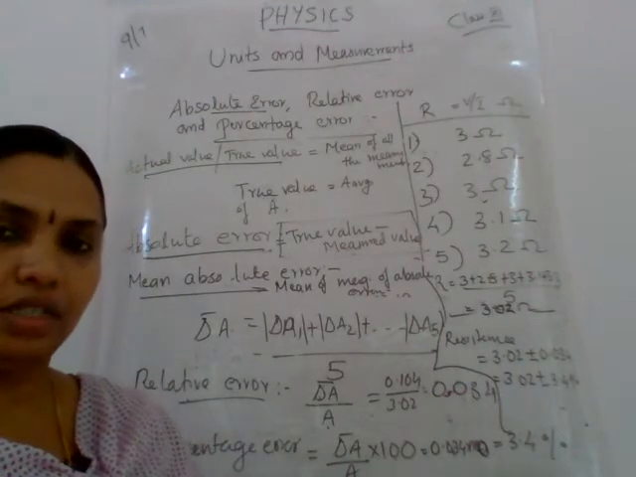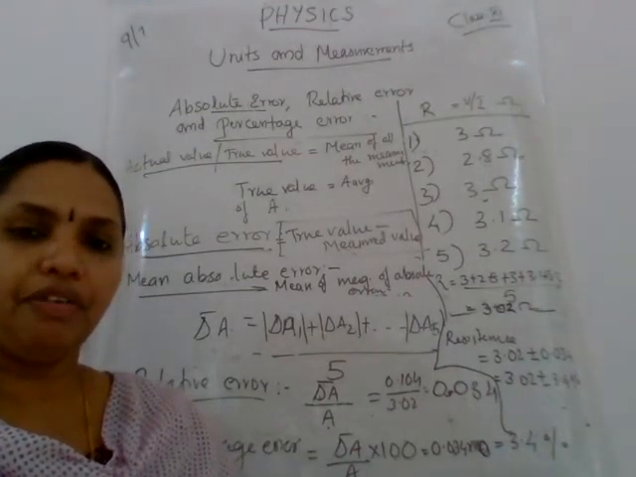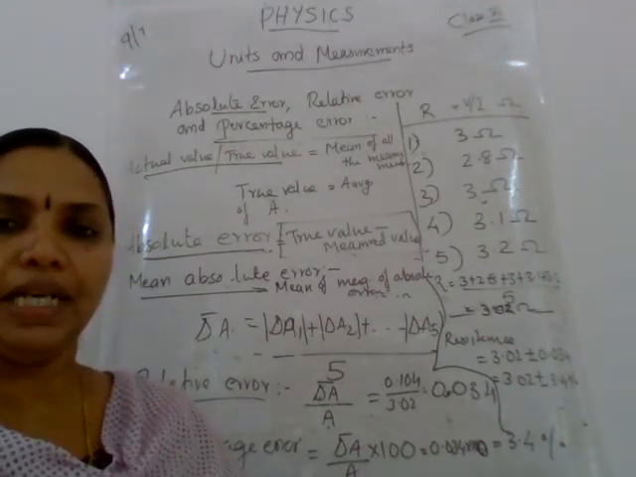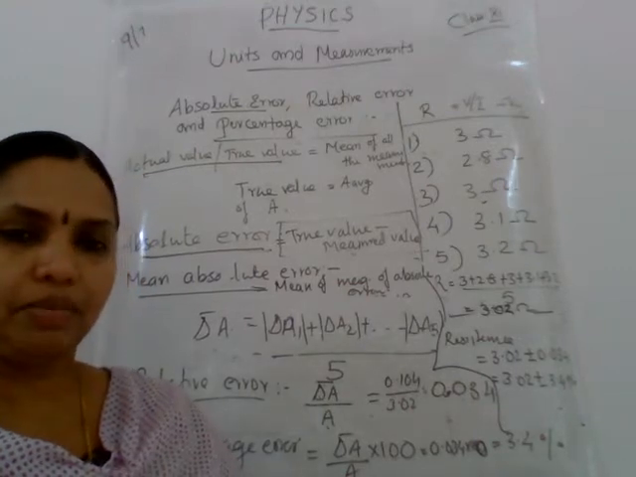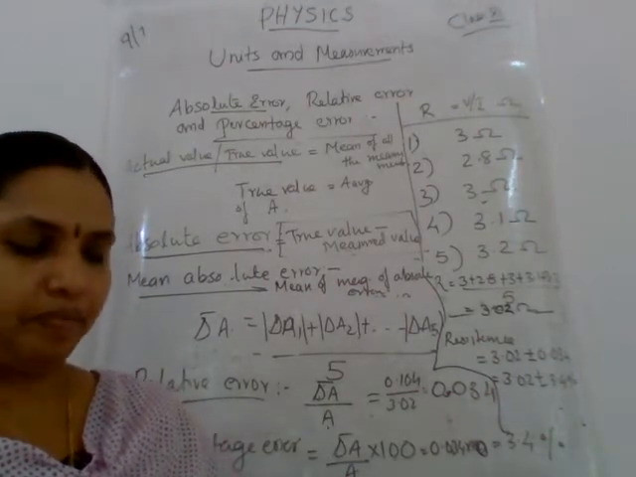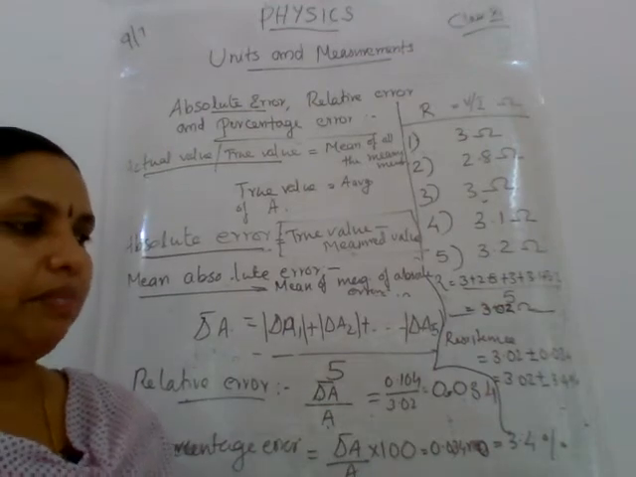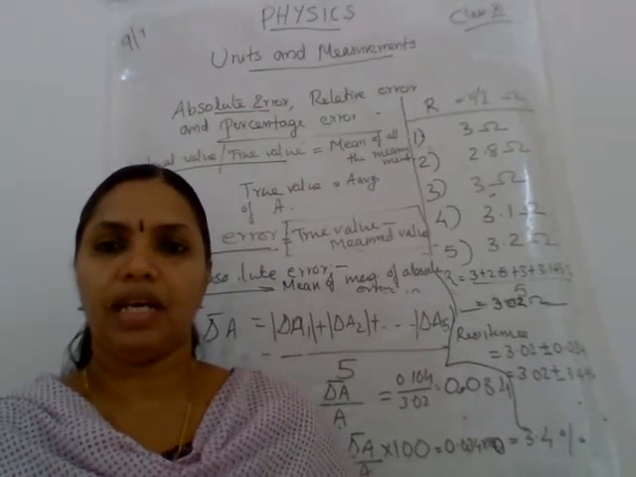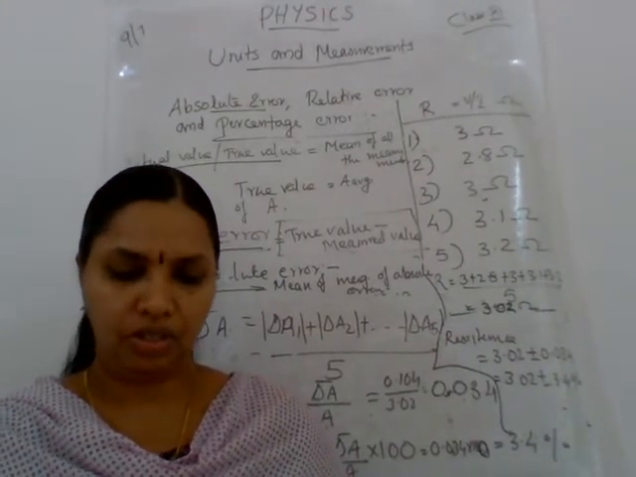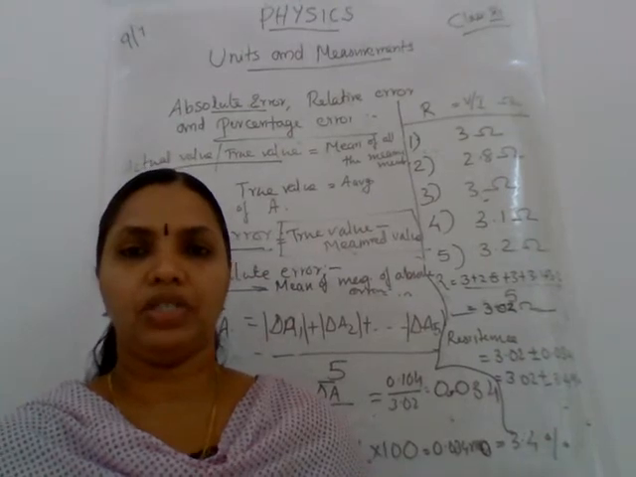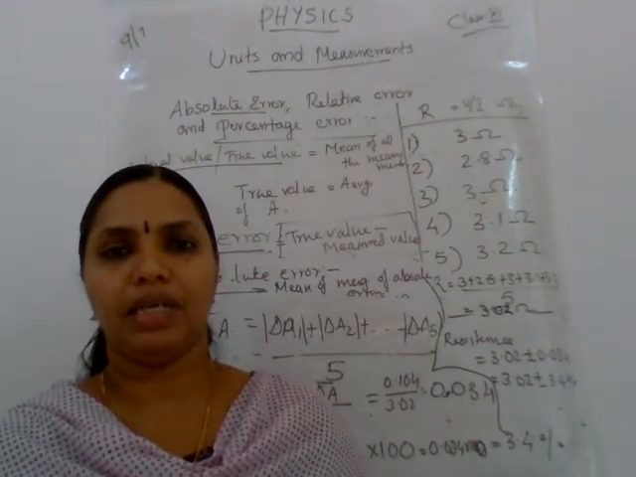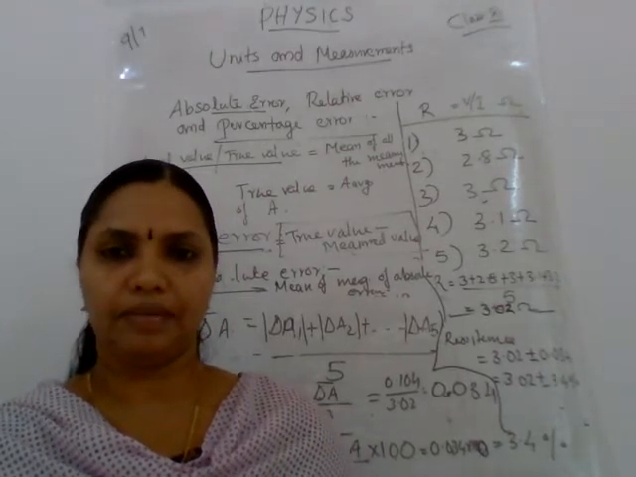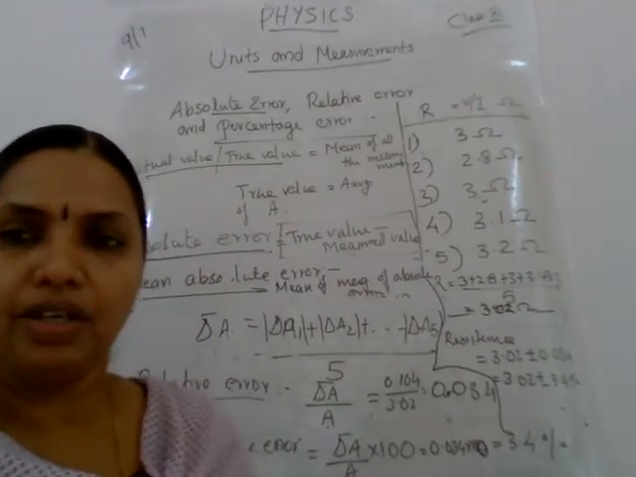Write down, the arithmetic mean of all measurements can be taken as the true value of the measured quantity.